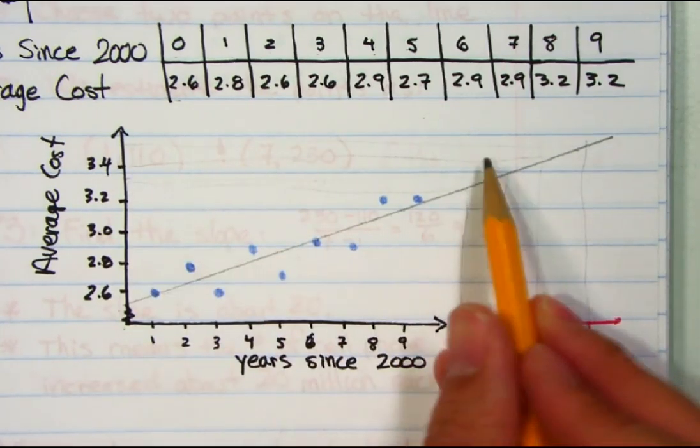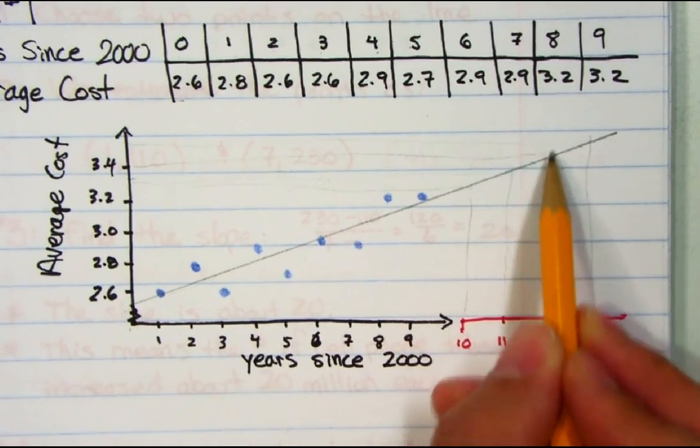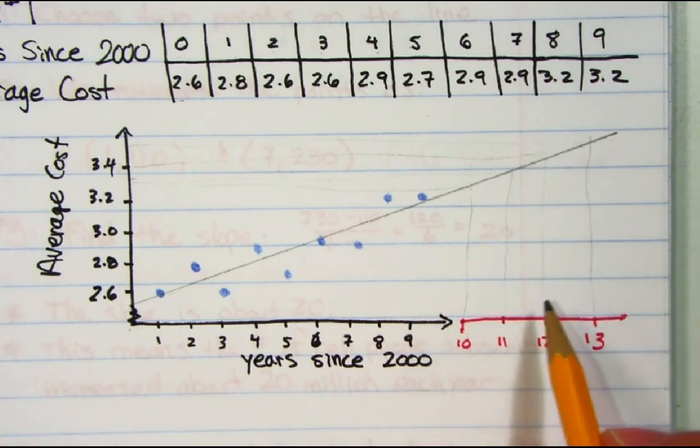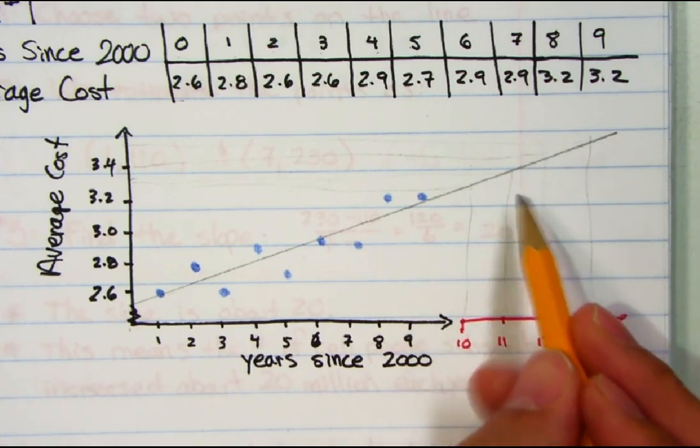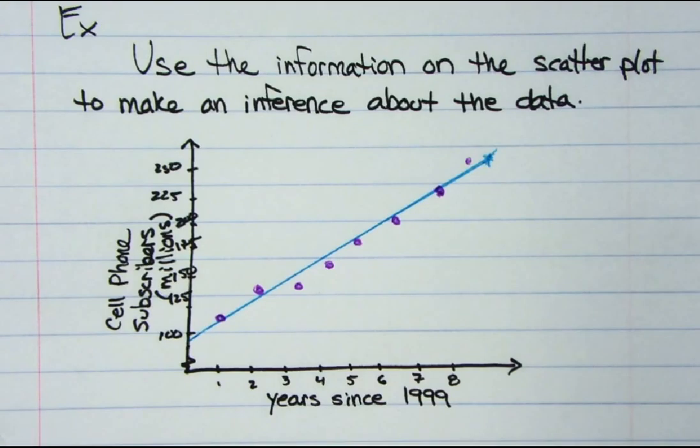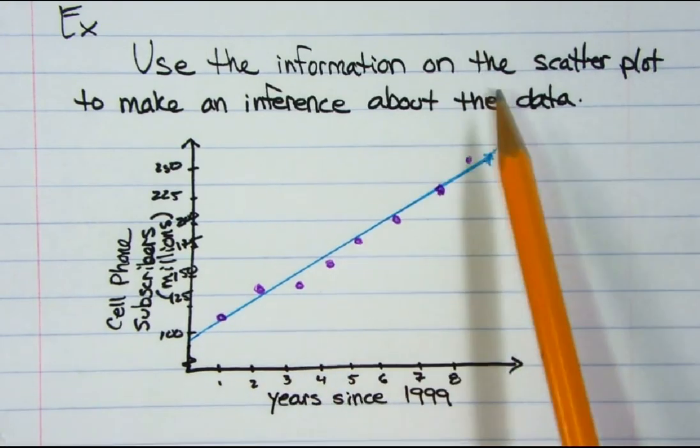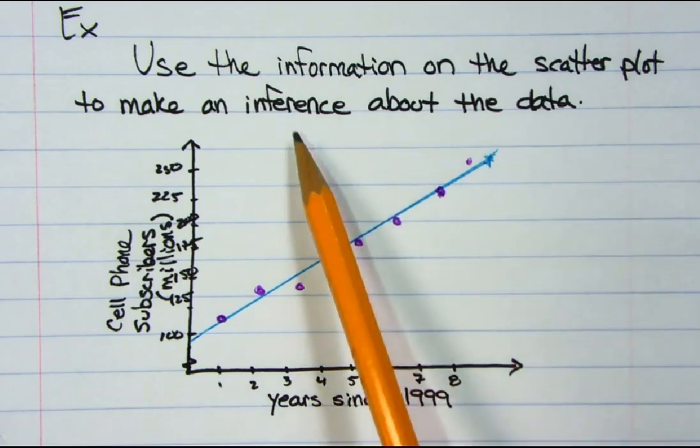And these are just going to be estimates. We know that the points might be off a little bit, but it's going to be close to those. And so that's what we use best fit lines for, to predict the future. Okay, here's another example. Use information from the scatter plot to make an inference about the data.